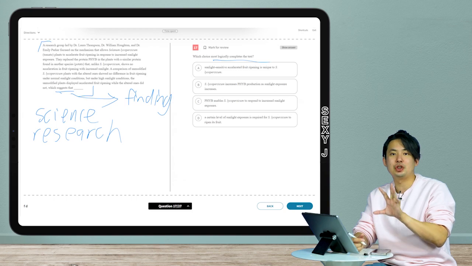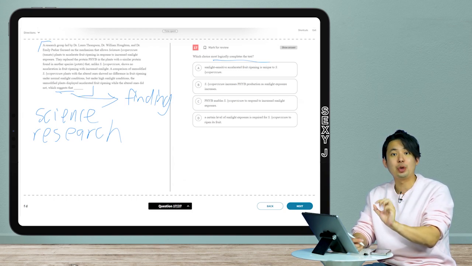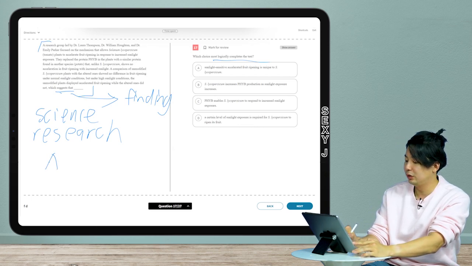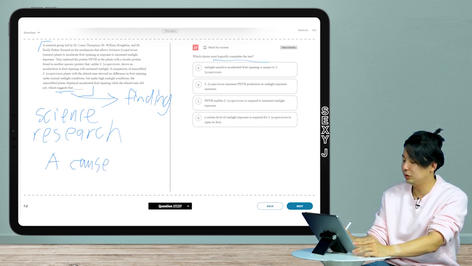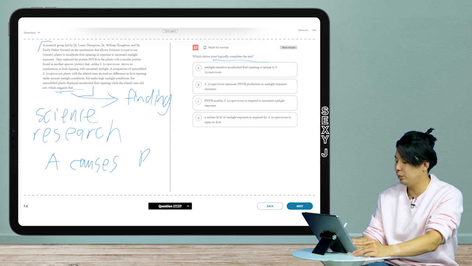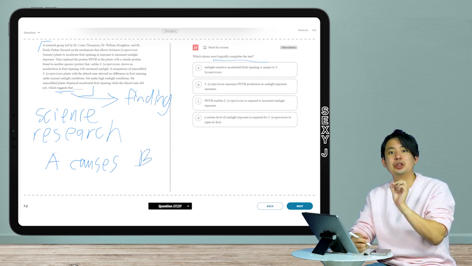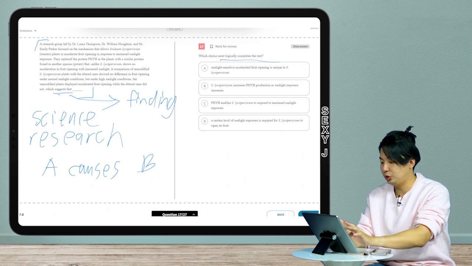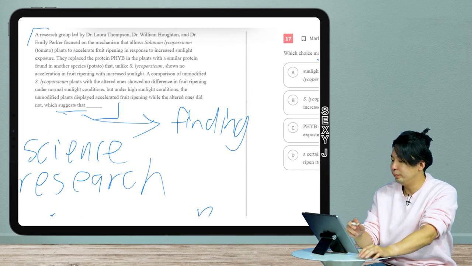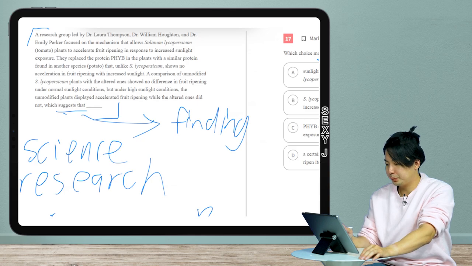In my scientific finding, it's just this. We have discovered that this thing, we'll call it variable A, causes something. We'll call it B, okay? So that's what we are looking for. Something causes something, okay? So let's zoom in on this a little bit. What am I looking for?